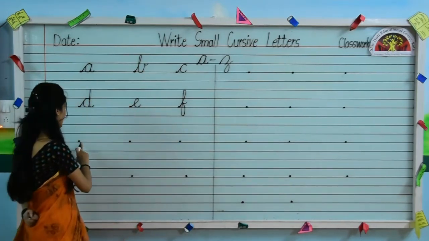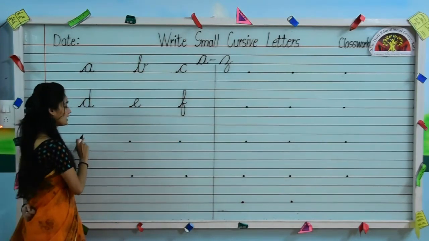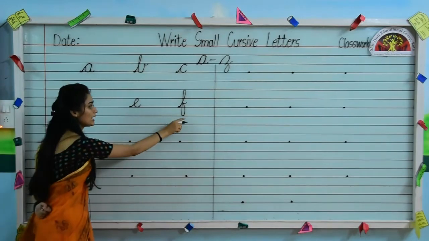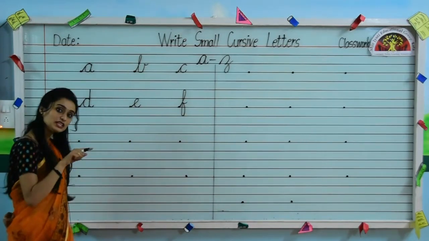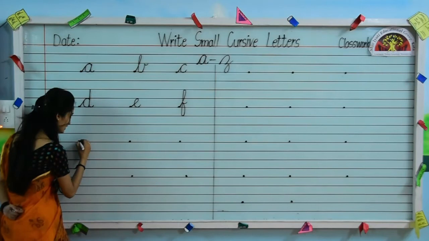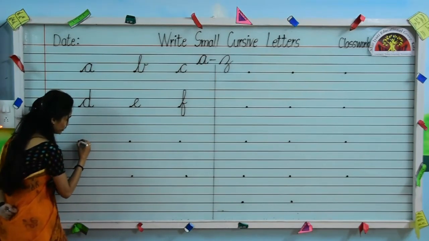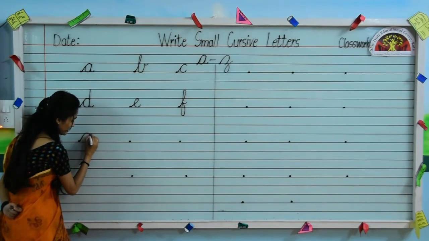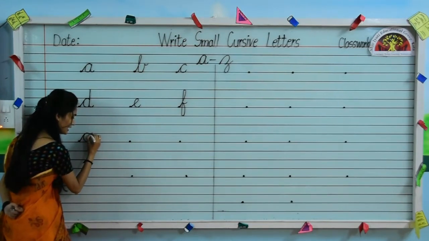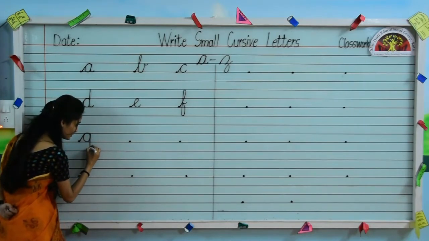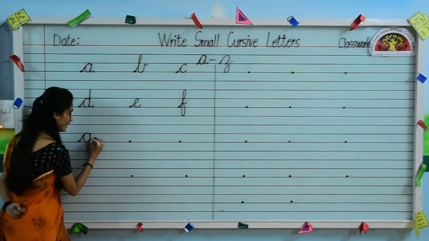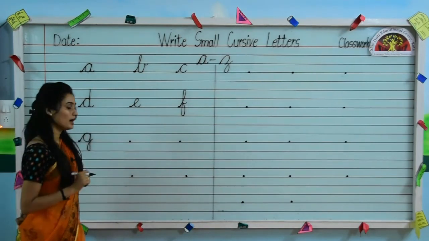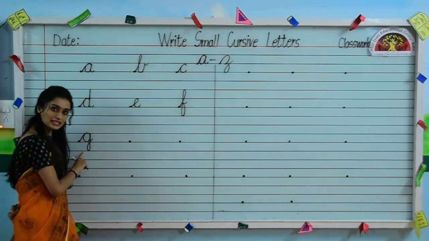Now come on the next line. Tell me what should I write over here? After F, G. So we will write G over here. Put your pencil on the dot and slanting line up, make a curve, touch the second line, come down straight, touch the fourth line and a loop like this and out. This way you have to write your letter G.